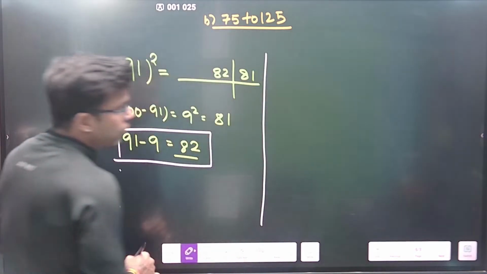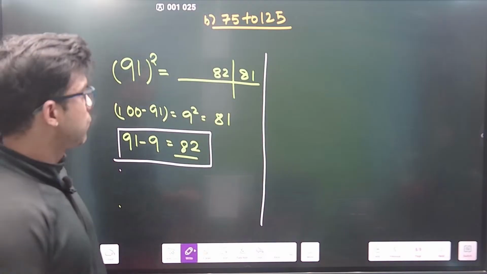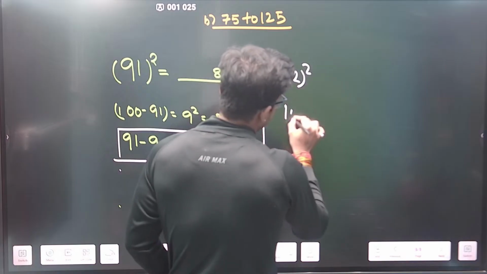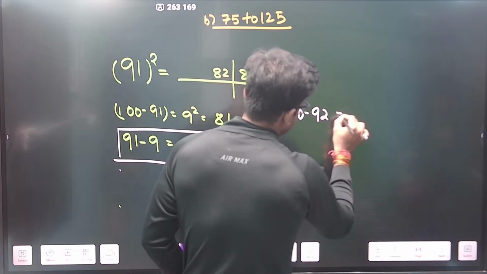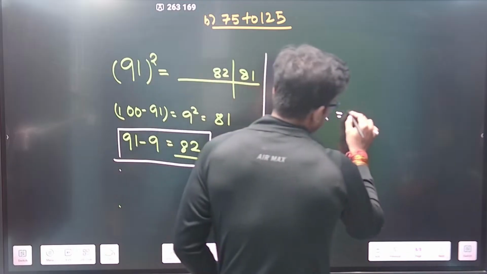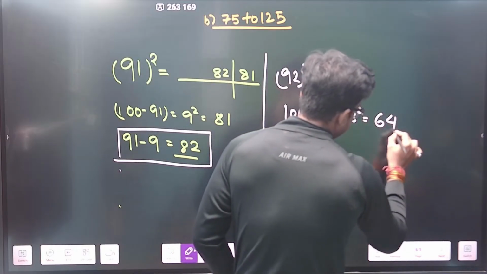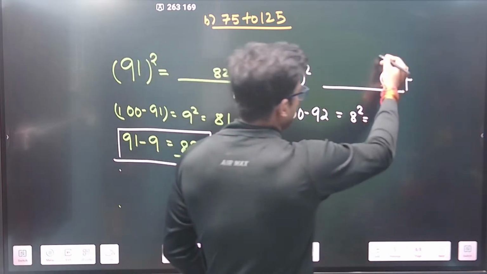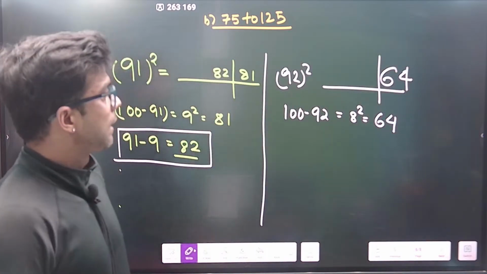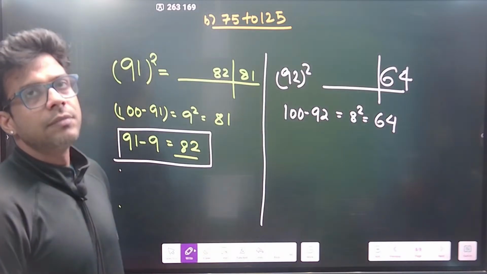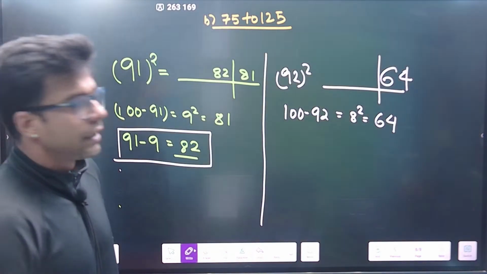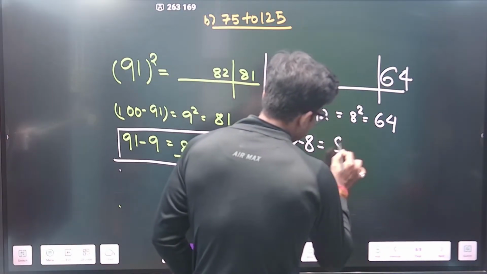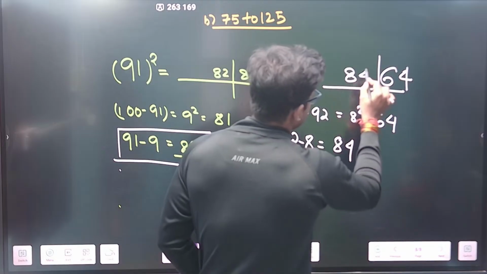Let's figure it out some more. Let's go for the square of 92. First of all, 100 minus 92 is 8. The square of 8 is 64. Write down 64 over here. Put a line. Now, 92 minus 8 is 84. Write down 84 here. Done.